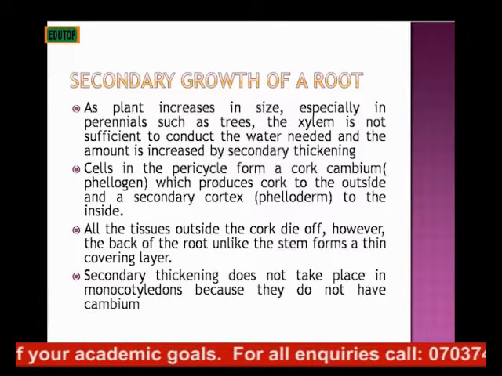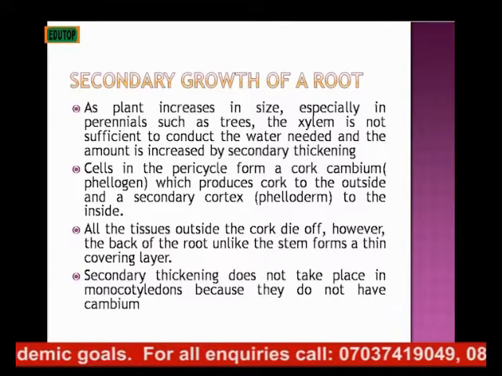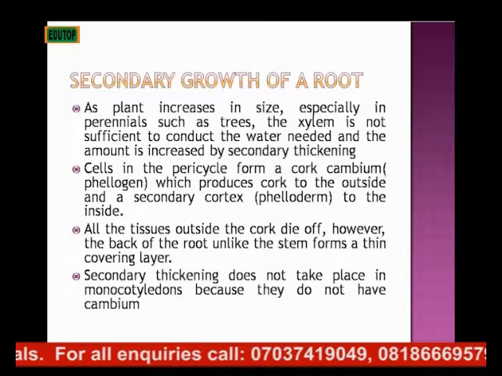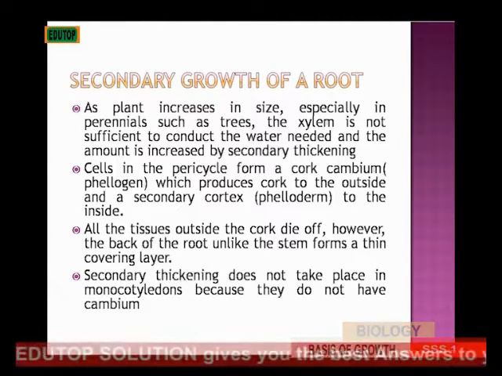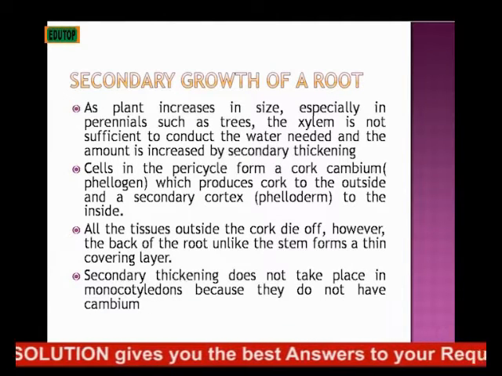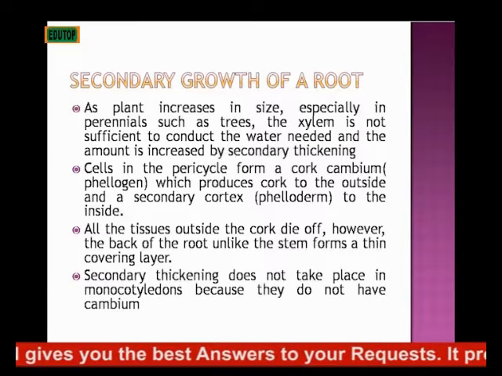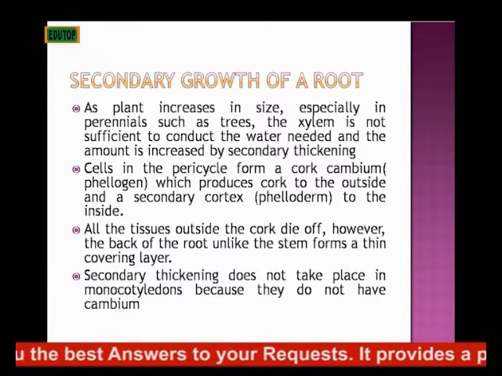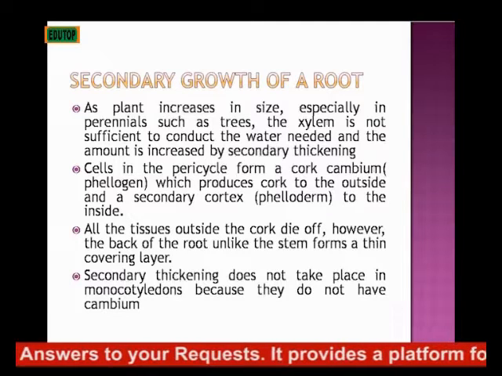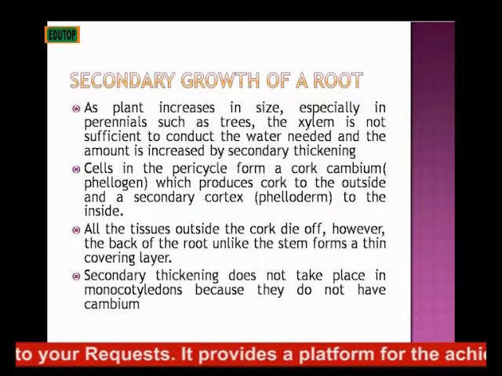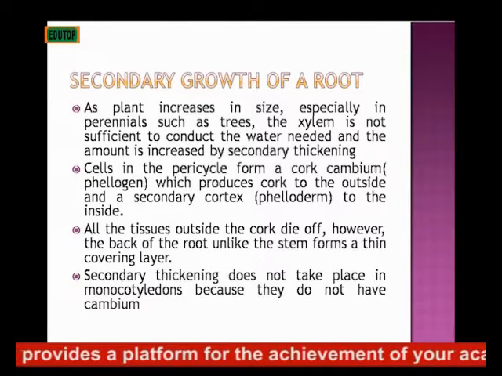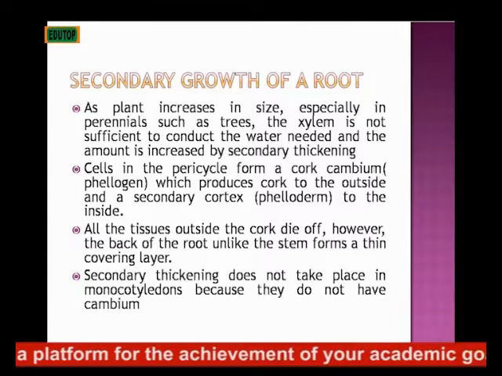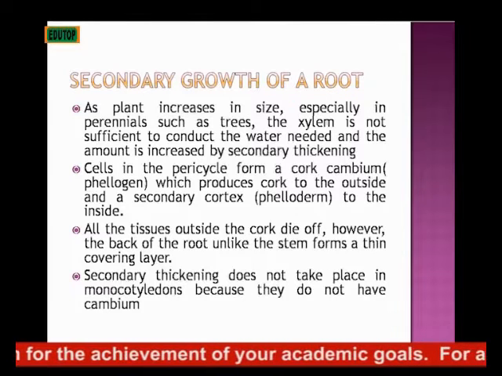I mentioned the cork cambium also in the stem the other time, that the cork cambium is the one that forms the bark of the tree in the stem. But now in the roots, the cells in the pericycle also form a cork cambium, which is called phellogen, and which produces cork to the outside, and also a secondary cortex called the phelloderm, which this one is now to the inside of the plant.